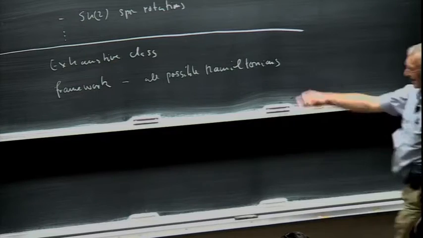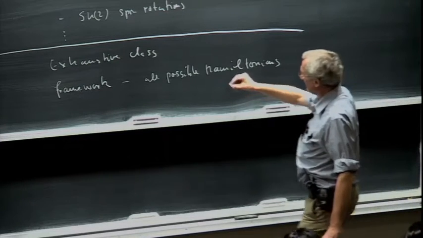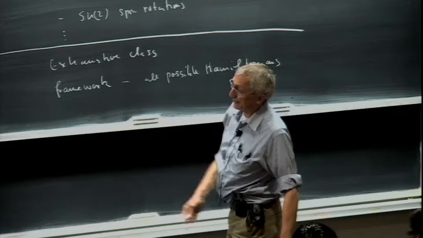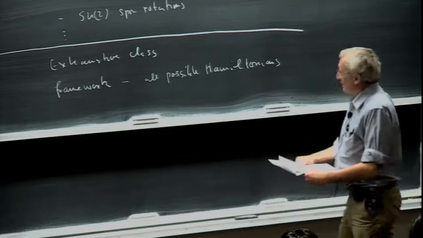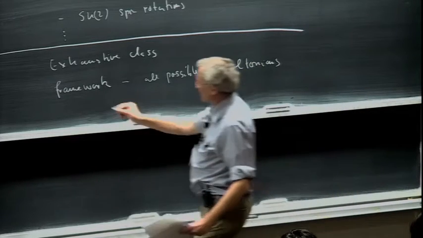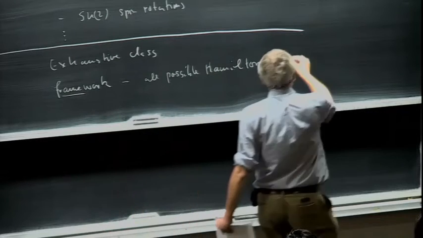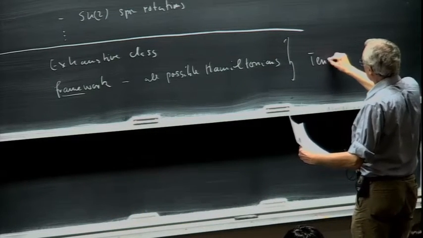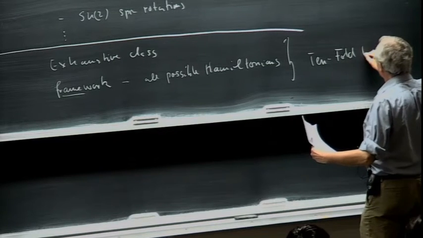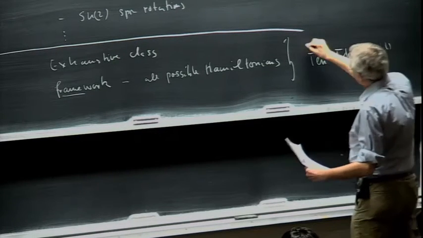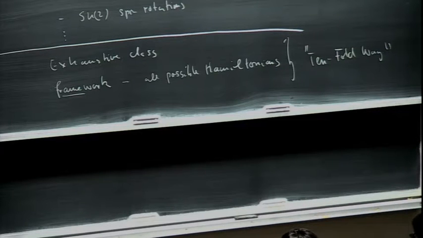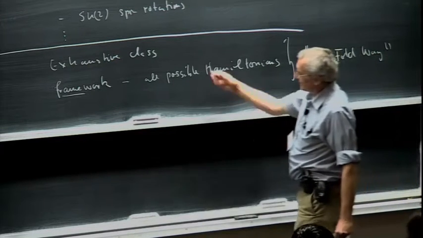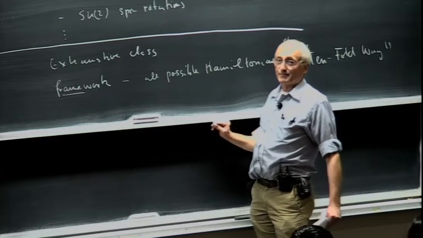And then we decide how we classify them. And that framework is called the tenfold way, which I'll explain now. I'll review this. You should think about it as just a convenient way to list all possible Hamiltonians.